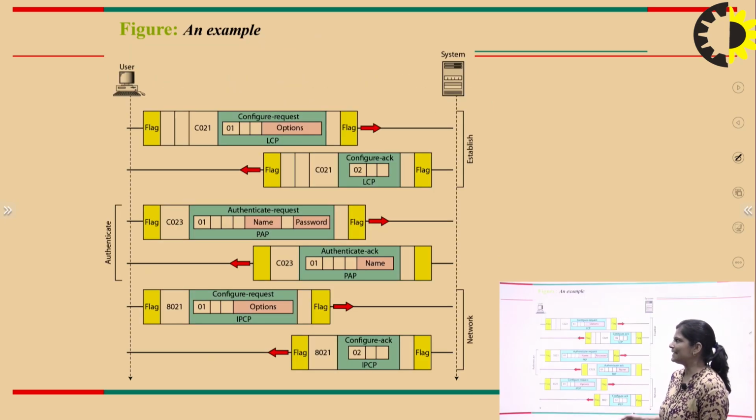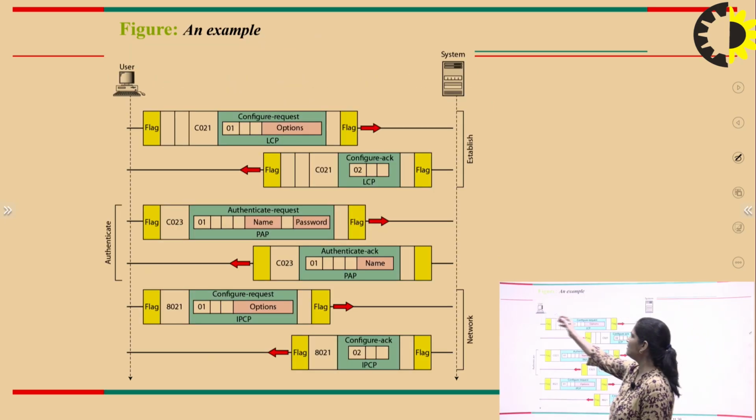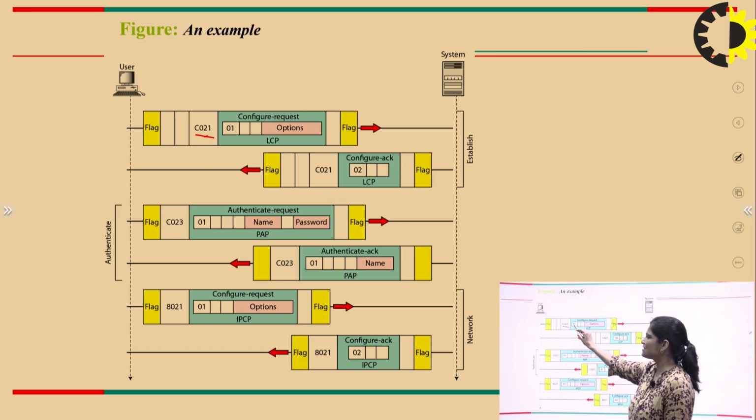Now we can take an example. This is a user and this is a system. We have to send a configure request. So this is a format. Flag is there, address is there, control field is there. This is a protocol code. Now for the configure request, the control field starts with 01, and there are options. So this is for LCP.